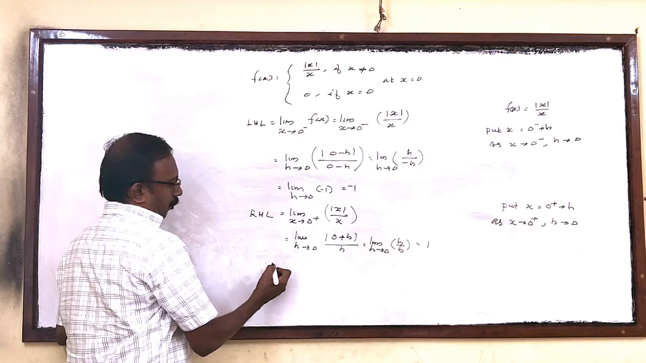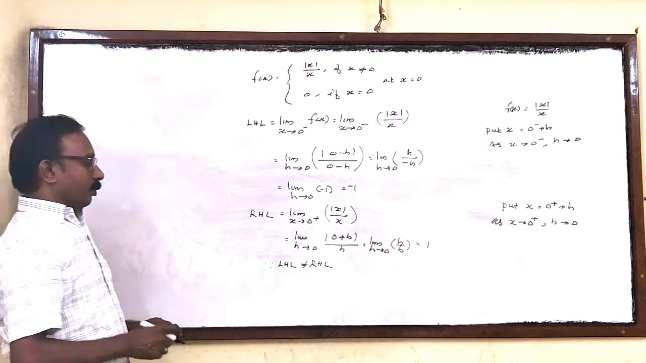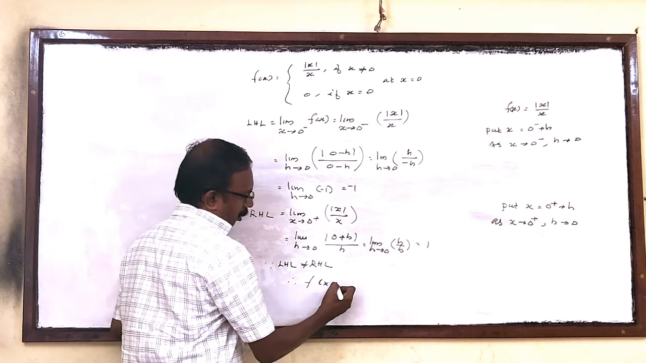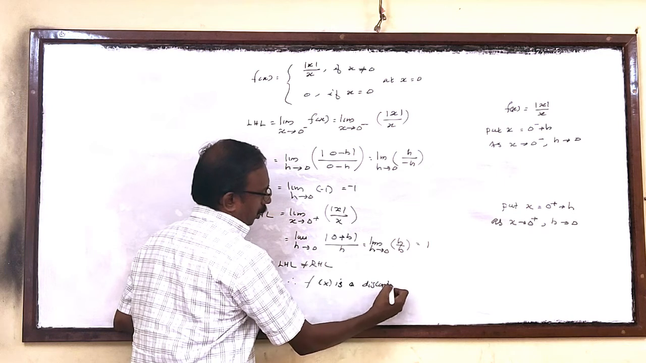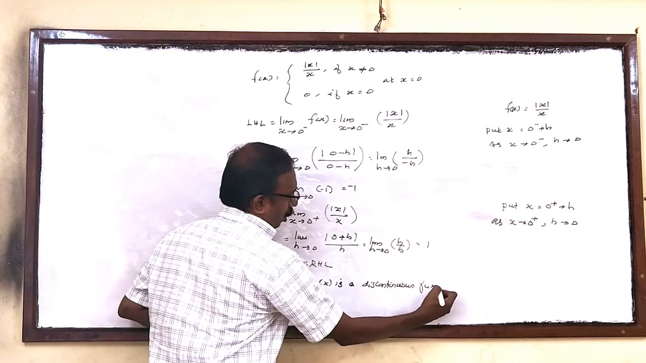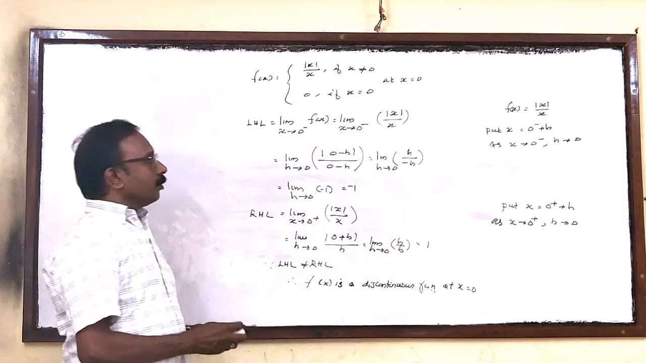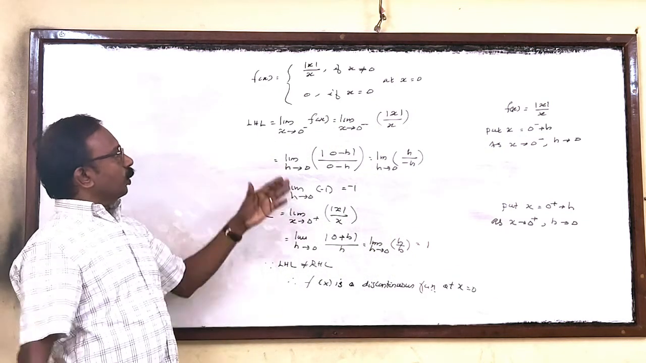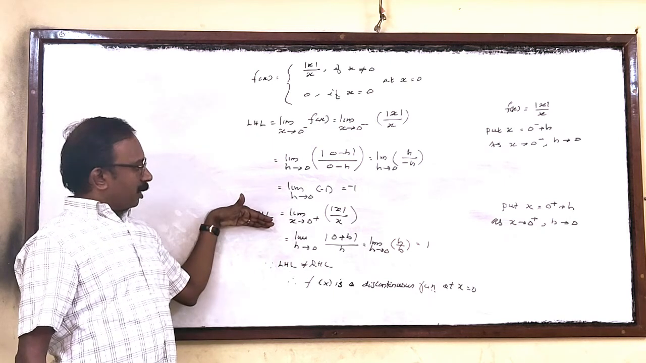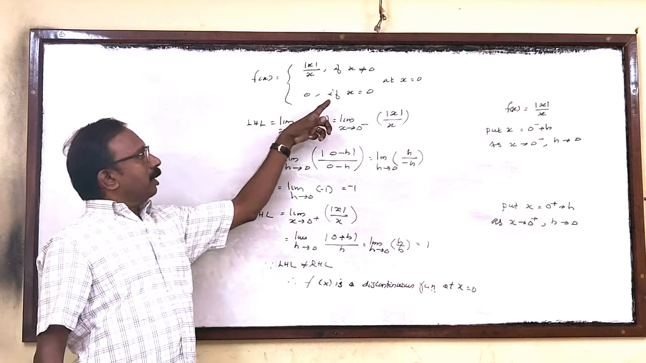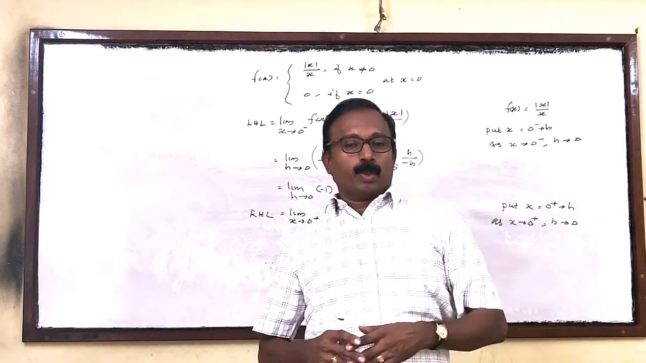So since LHL is not equal to RHL, f of x is a discontinuous function at x is equal to 0. For a function having more than one rule, in this case, we have to find LHL and RHL. If LHL is equal to RHL, then finally it should equal f of a. Here, LHL and RHL are not equal, so the function is a discontinuous function.